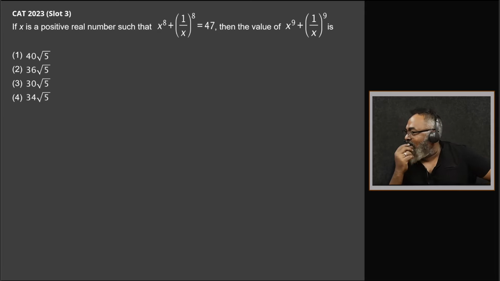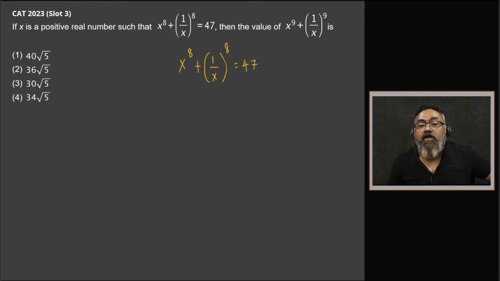Oh my God. I can't solve this question. And you may skip this question. But what if? We'll do a little bit of jugaad. I mean, we are asked x to the power of 8 plus 1 by x to the power of 8 is 47.